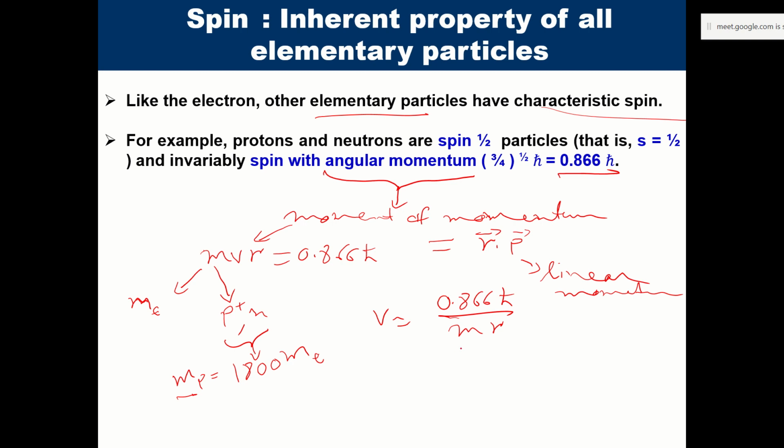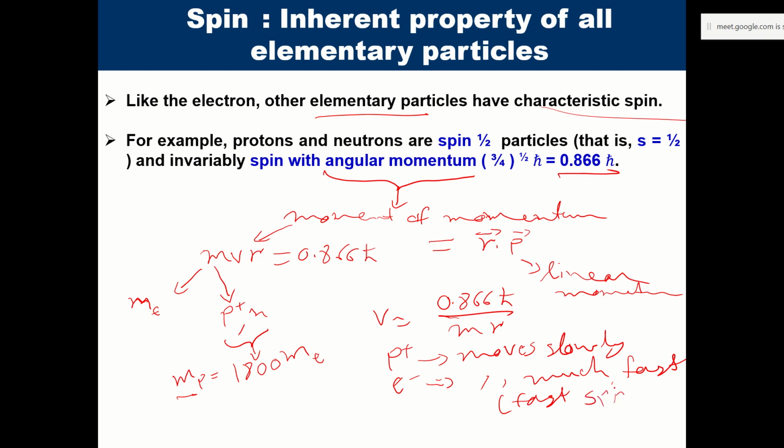So v, as mass increases, decreases. So that's how a proton moves slowly when spinning about its own axis. The electron moves much faster about its own axis. So far as spin is concerned, it must be moving very, very fast.